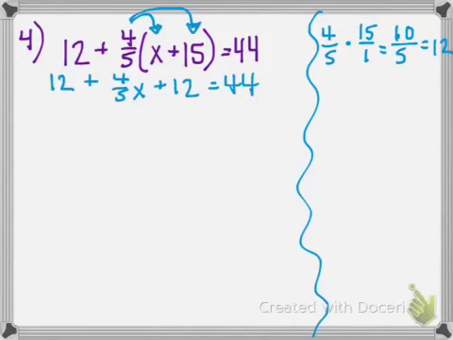So after distributing, remember I can combine like terms if necessary. I can combine the 12 and the 12 because they're both constants. So my left side becomes 4/5 x plus 24 is equal to 44. Now I can get rid of my constant, so I subtract 24 from both sides.